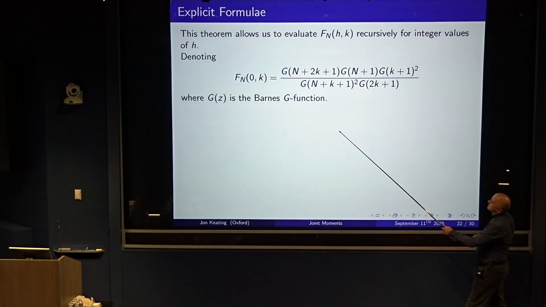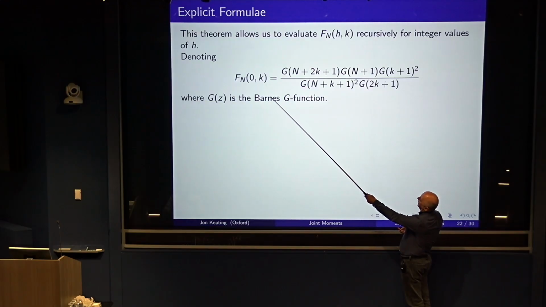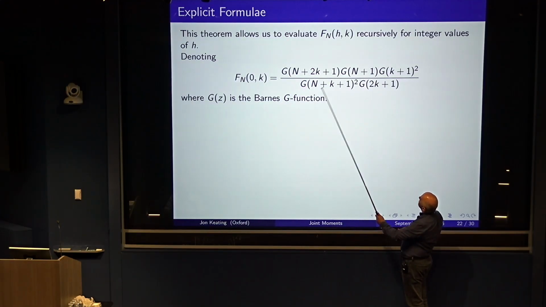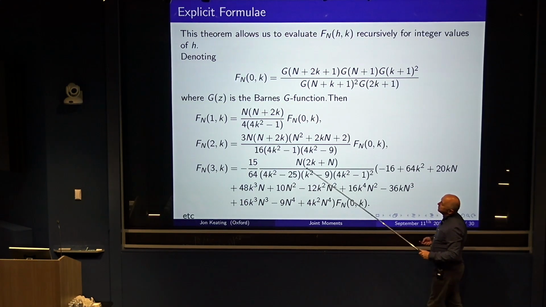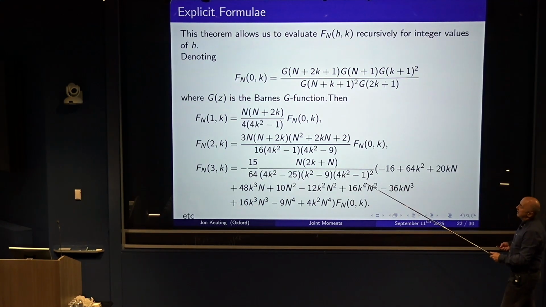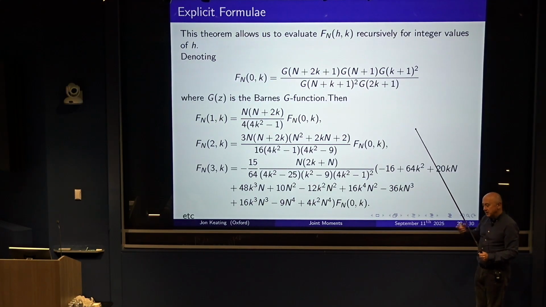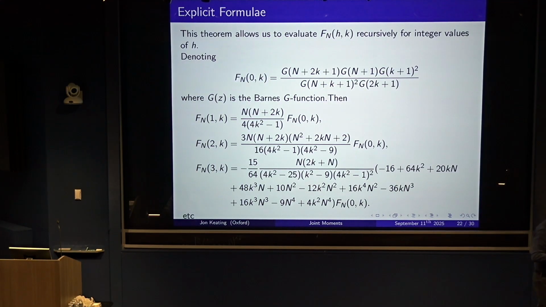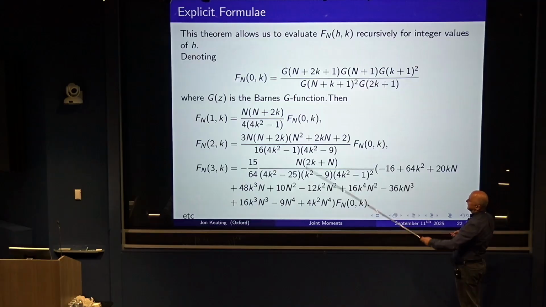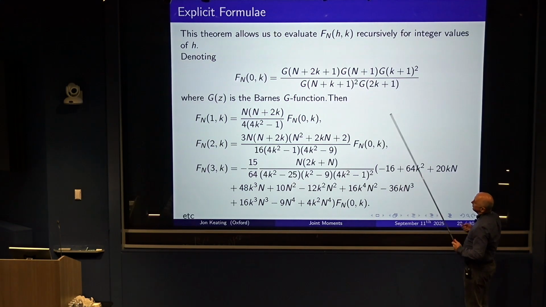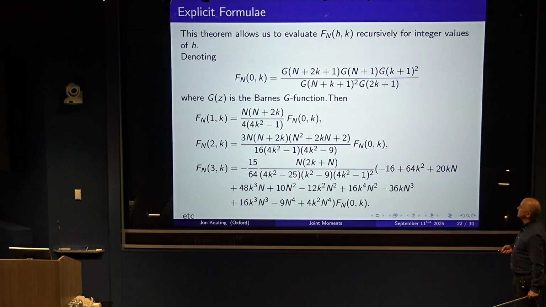So if we denote Fn0 as this ratio of Barnes G functions, then you can compute as many joint moments as you like via a recurrence relation, simply by substituting in a series solution into the Painlevé equation and using that to relate the coefficients. That gives you a recurrence relation between the coefficients, and then you can find formulae for the joint moments by solving the Painlevé equation. So this is actually a very computationally effective approach.